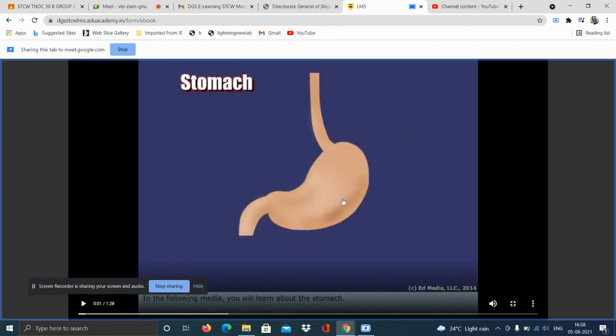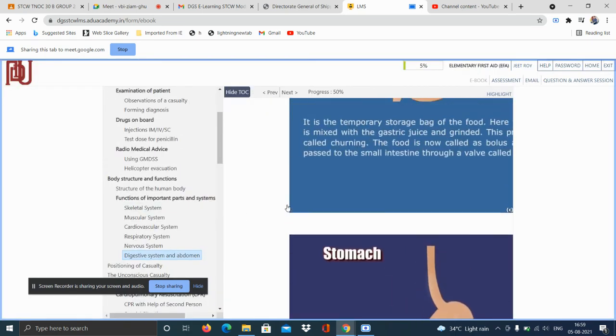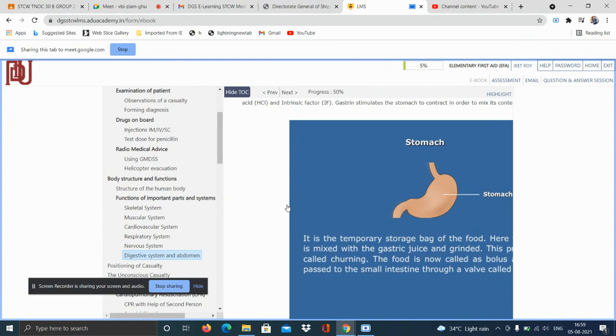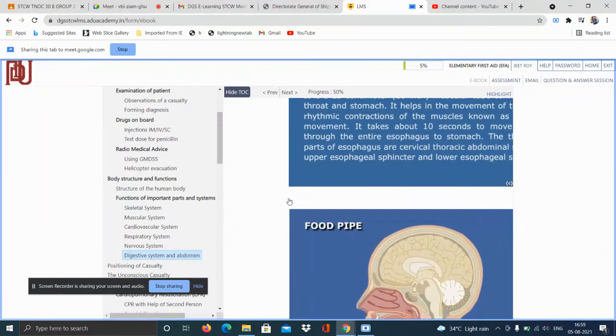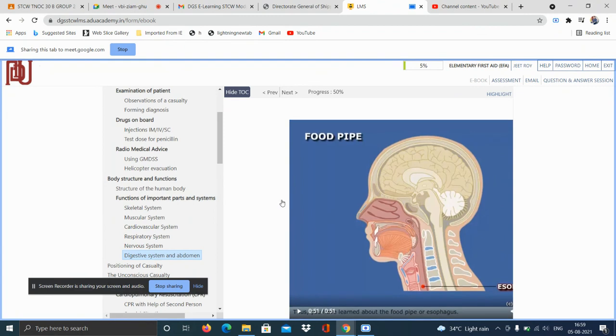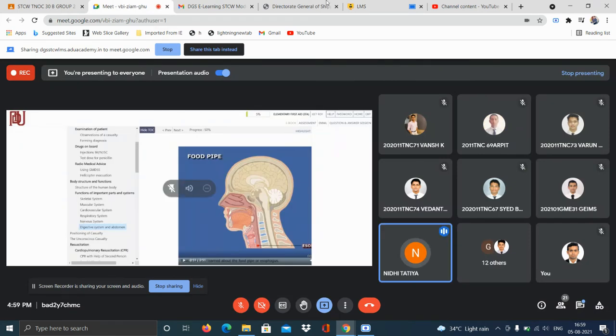In the following media... Just show me that picture again. One second, Jeet. The last picture. Just take a still of that. No, earlier on. Yeah, just freeze here. This food pipe picture. I don't know if you can see my cursor. Can you see my cursor? Can you see this area, this flower-like area?